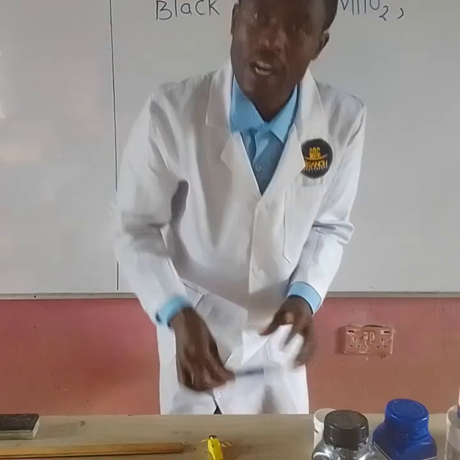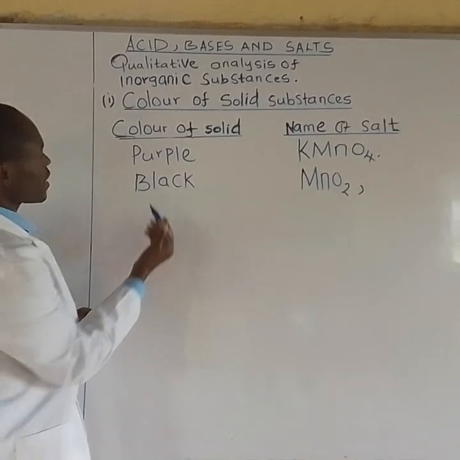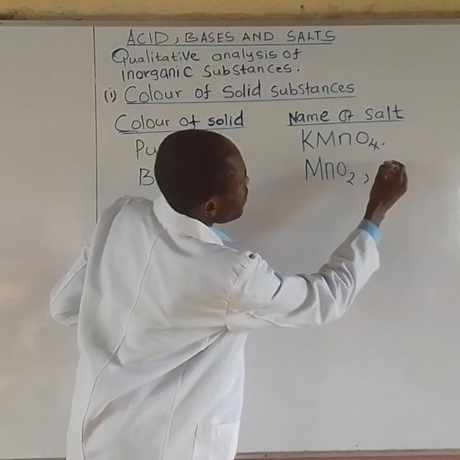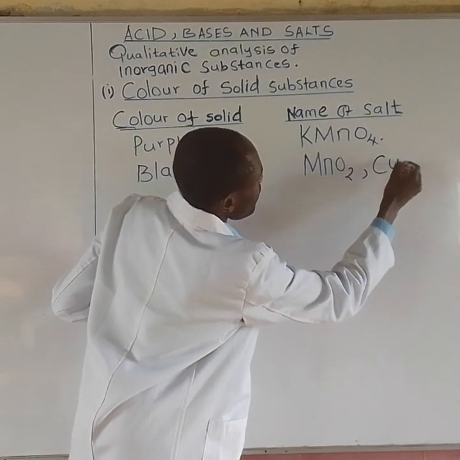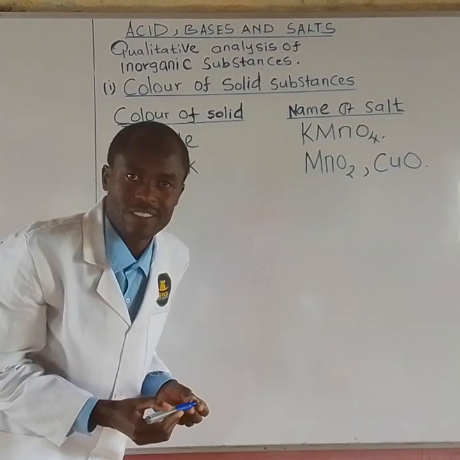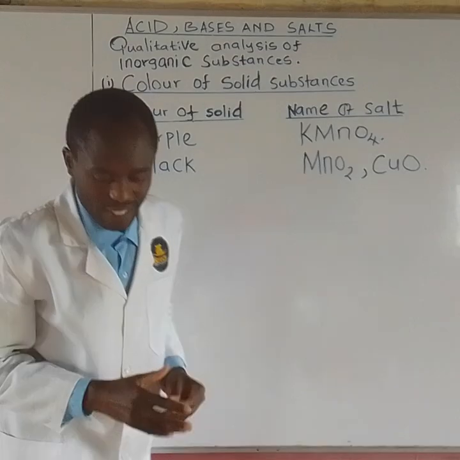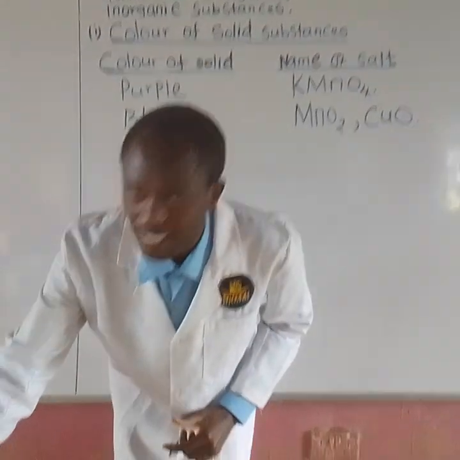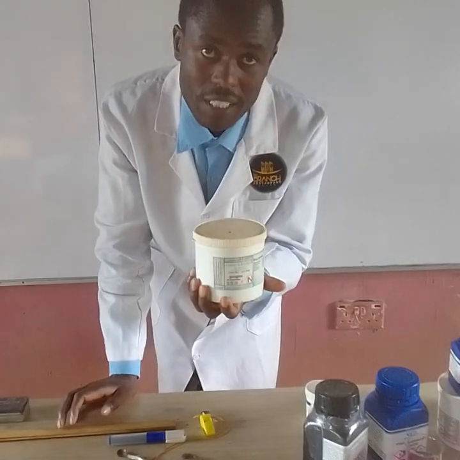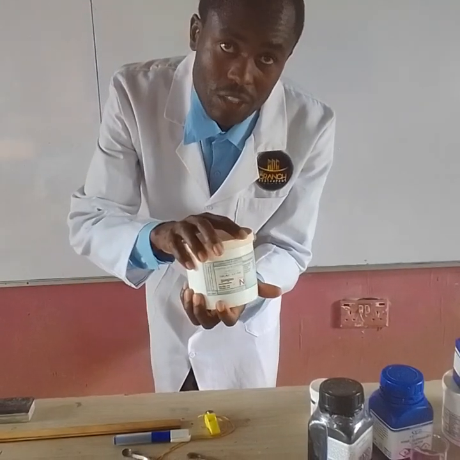Then I have also to add on the list. So another black solid is copper(II) oxide. That salt is called copper(II) oxide. Is it okay, my students? Thank you. I have to take another solid, my students. This one is copper(II) sulfate salt, copper(II) sulfate solid.